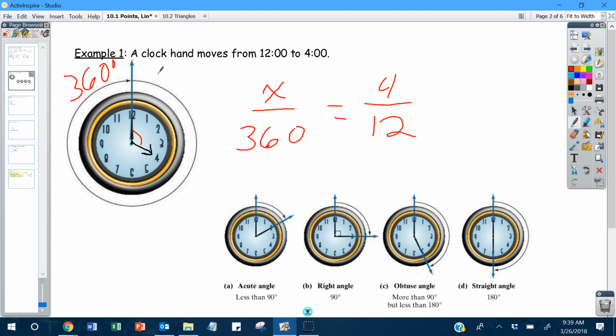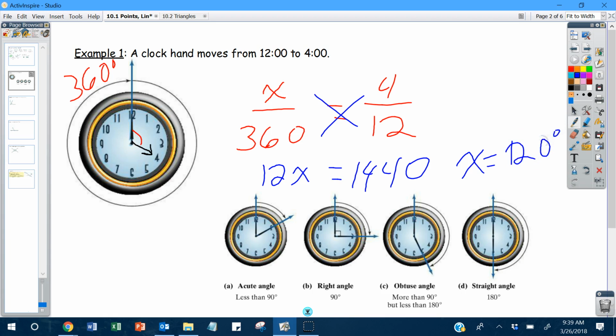degrees. So now we have a proportion, and we can cross multiply and divide with this, and we get 12x is equal to 4 times 360, which is 1,440. And then we do the division, divide that by 12, and we get x is equal to 120 degrees.